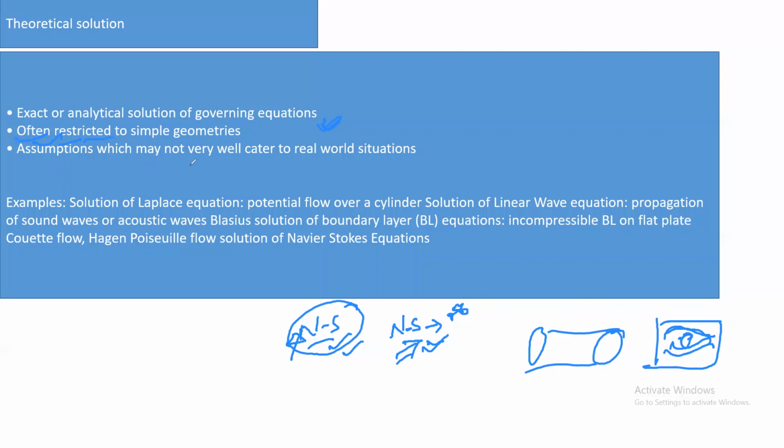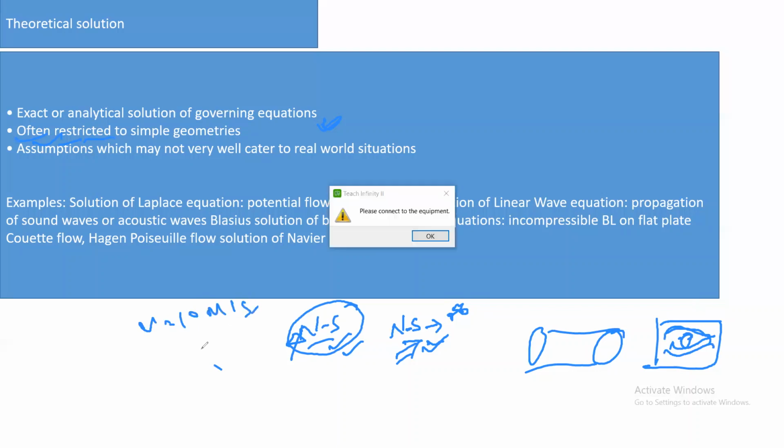And the assumptions may not cater well to real world situations. I already told you, real world problems are highly nonlinear. You will take a lot of assumptions, which leads to the wrong result. Like if your real velocity should be 10 meters per second, the result may come somewhere around 1 meter per second, sometimes a very large deviation from the real answer. So these are the demerits of the theoretical solution.